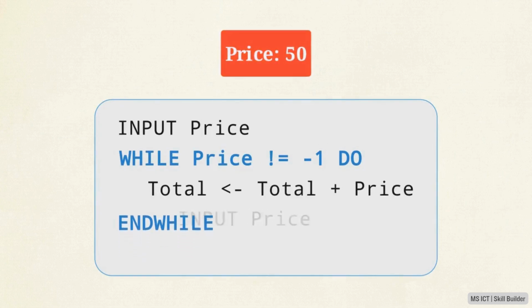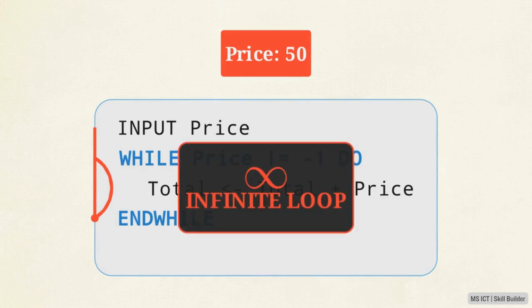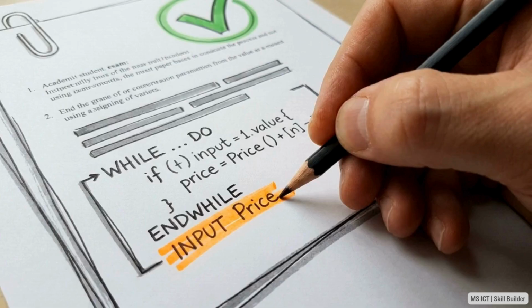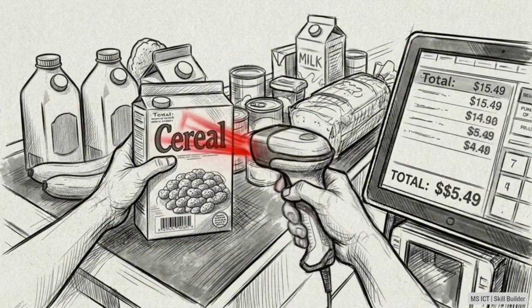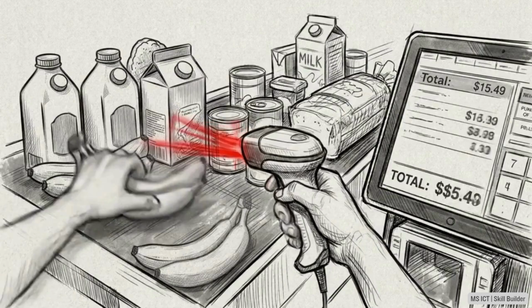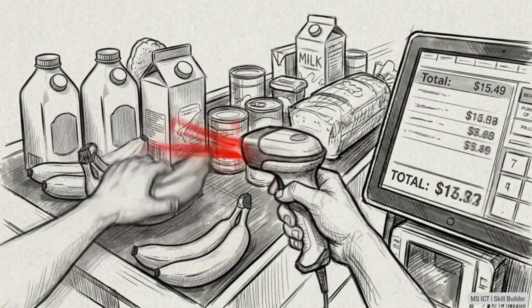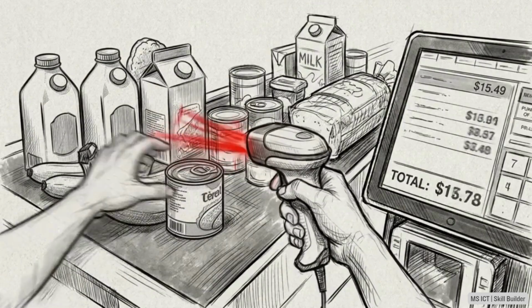If you forget to ask for new input inside the loop, you fall into the trap of the infinite loop, as the condition can never change to false. To avoid this, the variable used in the condition must be manually updated within the loop body. While loops provide the exact flexibility needed for unpredictable data streams, provided you manage the condition variables correctly.